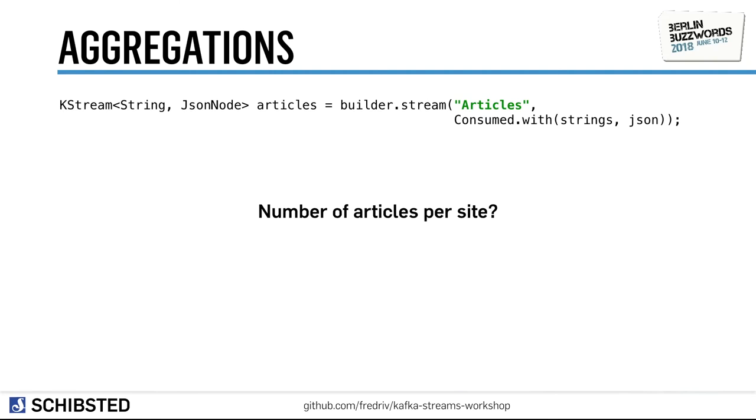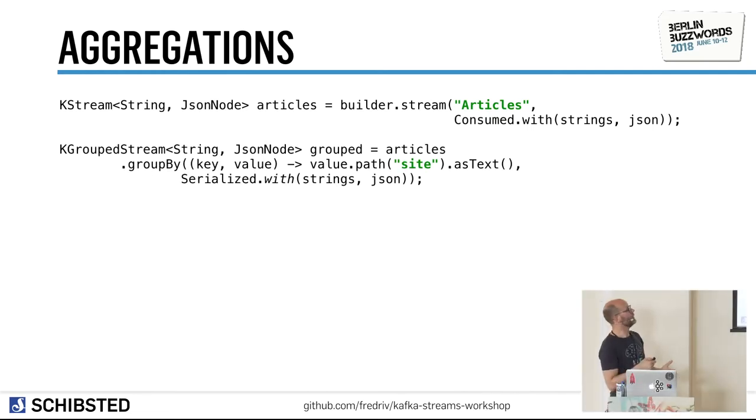What you can do then is, instead of doing your map and so on on the KStream itself, you want to create something called a KGroupedStream. So what you do is you take your input events and you tell it to group your events by some value. Based on your key and your value, you can group your events, in this case, by the site of the article. And what this does is essentially create a new key for your events. So you are re-keying your events so that all of the events that belong together end up in the same partition.